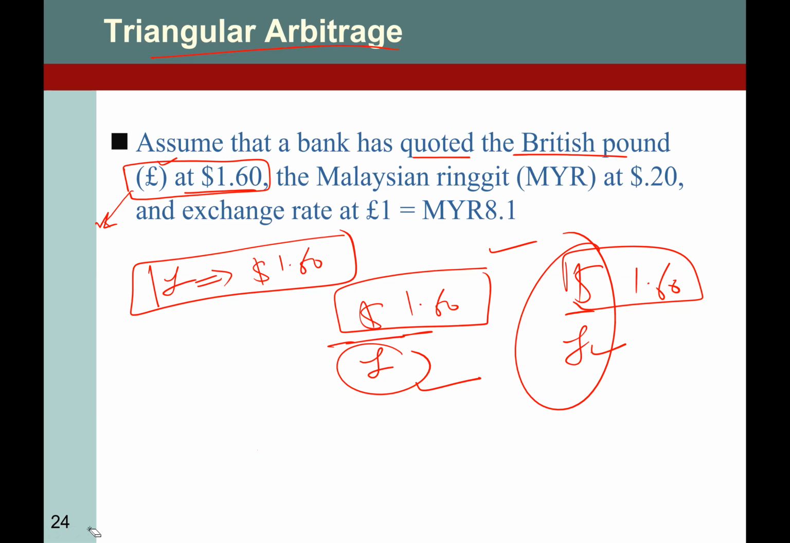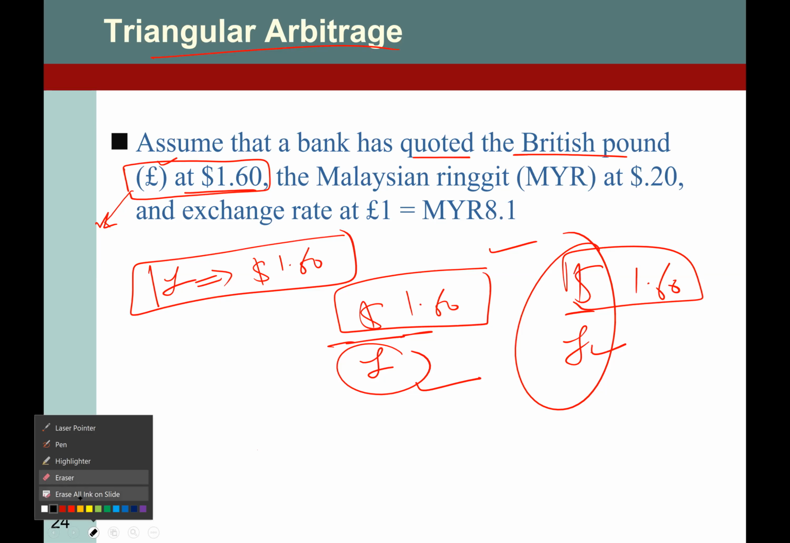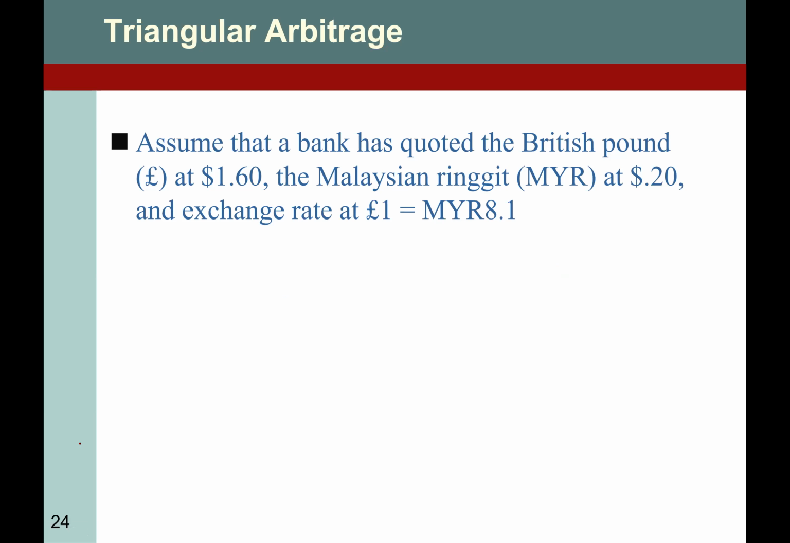Okay, erase this. So the Malaysian ringgit at $0.20. If we want to write it down in the form of dimension or in the form of ratio, it is point.